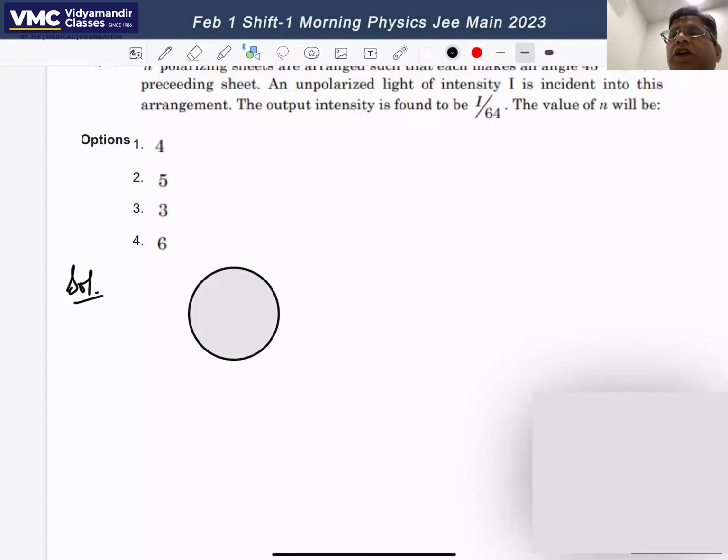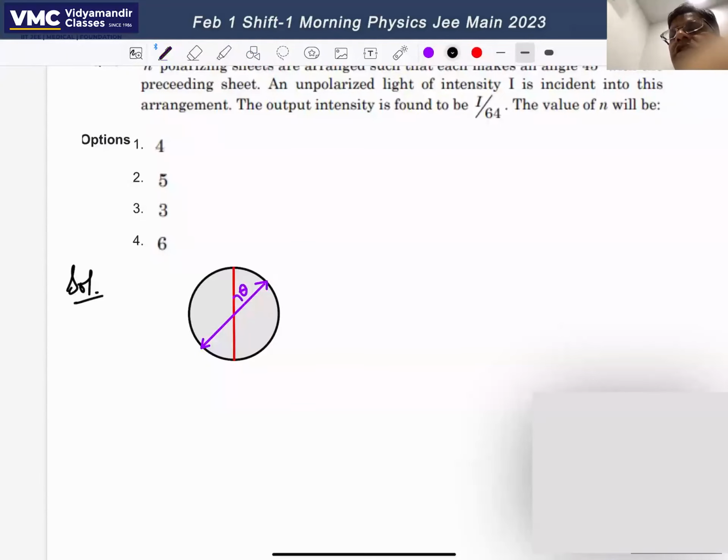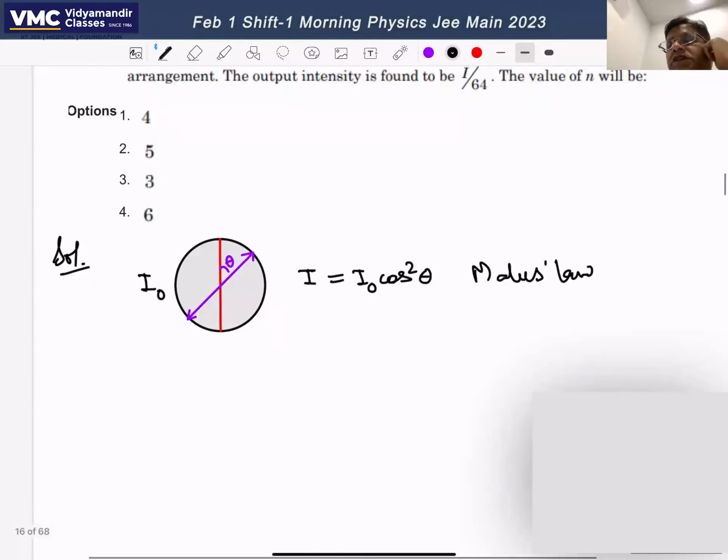if there is some polarizer, and this vertical line is the pass axis, and if there is some wave falling at a certain angle theta with this pass axis, and this wave has initial intensity I naught, then the average intensity we get is I naught cos square theta. This is called Malus law. So according to this Malus law, we get this intensity.